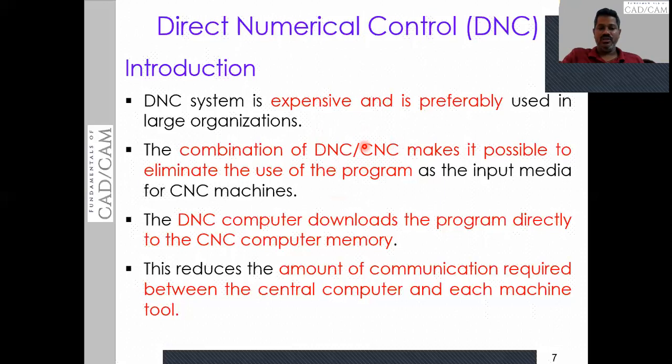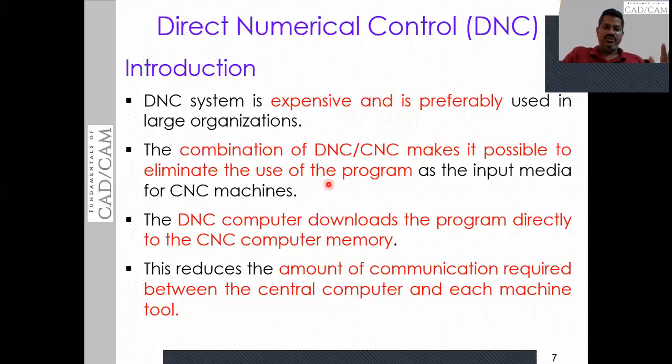Okay, then the DNC system is expensive and is preferably used in large organizations, not in small organizations. So it is expensive, so it is preferred in large size organizations.